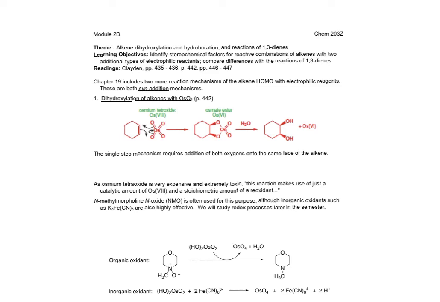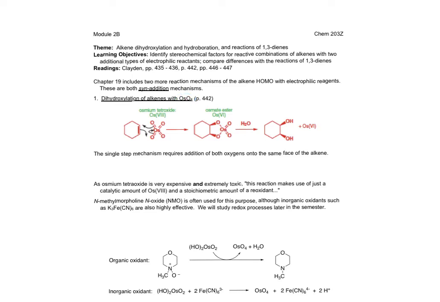This is a Module 2B video describing alkene dihydroxylation. There are several reagents that will carry out this transformation, including potassium permanganate and ruthenium tetroxide. But the most useful of these catalysts, and the most selective of these catalysts, is osmium tetroxide.